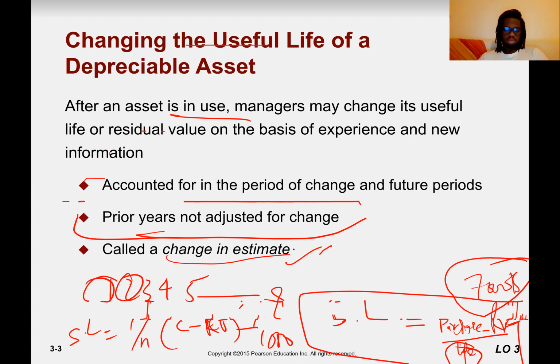So when managers and accountants talk about an increase in useful life or an increase in salvage or residual value, we call this a change in estimate. When chartered public accountants talk about changing the estimates, what does it mean? It means they are either changing the salvage value or changing the life.